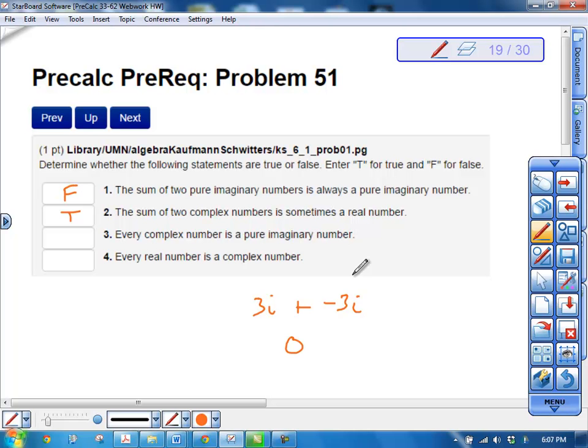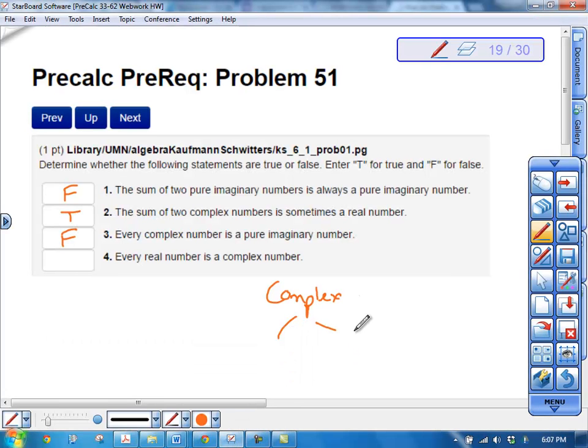Every complex number is a pure imaginary number. No, sometimes complex numbers have a real part, like 3 plus 4i, so it's got a real and an imaginary part. And the last one, every real number is a complex number. That's true, right? Because complex numbers, if you remember your hierarchy of numbers that you learned about, you have the imaginary and then you have the real. So like this is like 3 plus 4i. Imaginaries are just like the 4i part, and the real part would be like the 3. So there's some real numbers, imaginary, and complex numbers are actually all numbers. So obviously that's true.